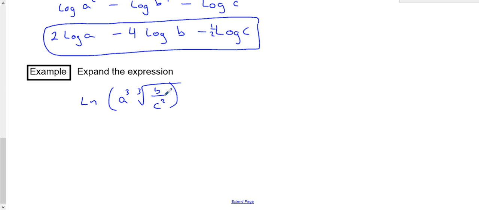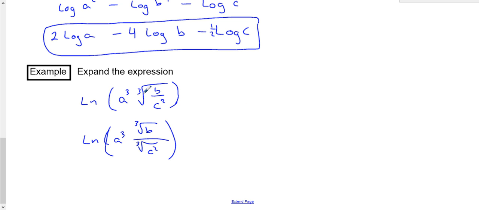Since this radical is affecting both of these, there's a couple ways I can go about this. I could go ahead and distribute that radical and split that up to be the cube root of b over the cube root of c squared, and then just go ahead and go about my way.